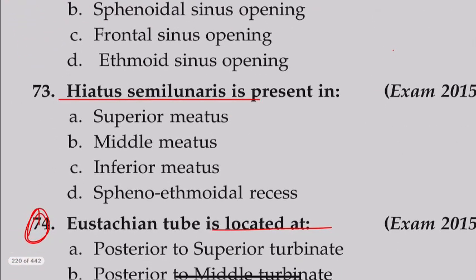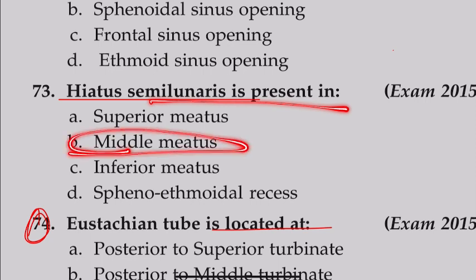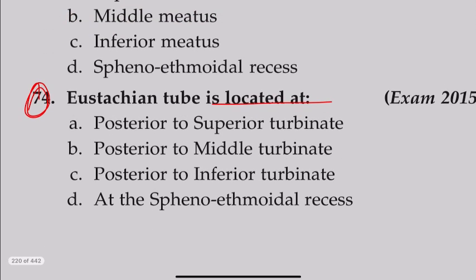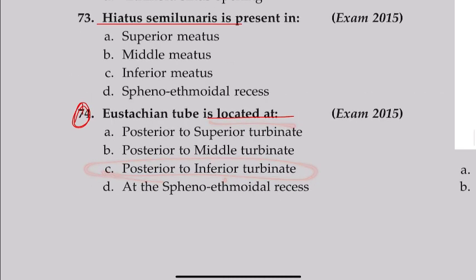Hiatus semilunaris is present where? It is present in the middle meatus, right? We know about it. The eustachian tube is located where? It is located posterior to what? Inferior turbinate, right? Inferior turbinate.